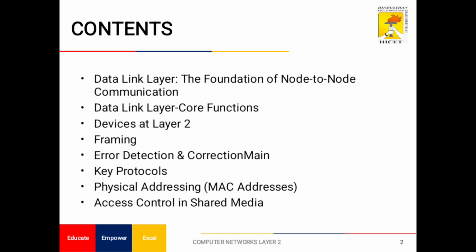In this, I have included the contents of the foundations of the data link layer, the functions of the data link layer, where the data link layer is located in the OSI model, and how the framing is done. Then, when we are doing the framing functions, we should also include the error detection and correction techniques, the protocols included in layer 2, then the physical addressing and access media which is used for the MAC, that is media access control.